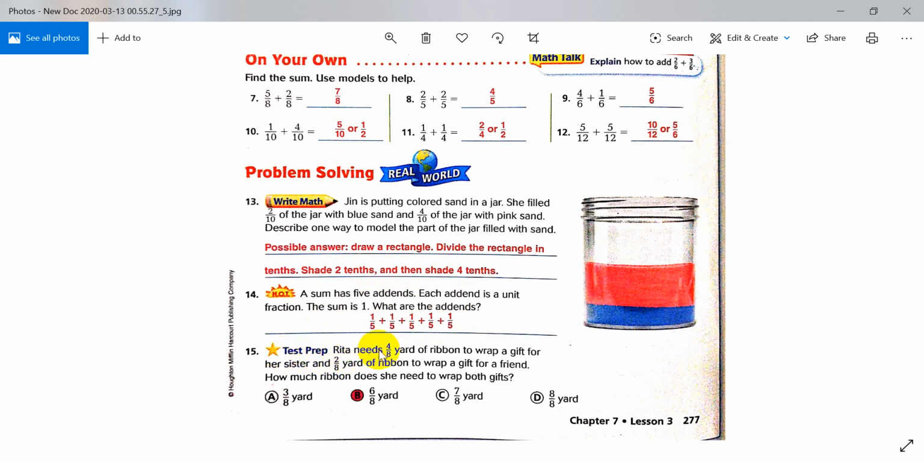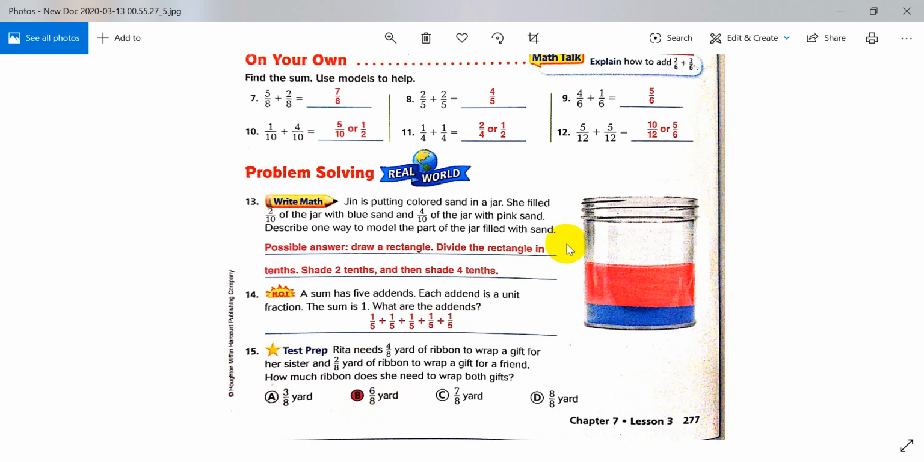Test prep. Rita needs 4/8 yard of ribbon to wrap a gift for her sister and 2/8 yard of ribbon to wrap a gift for a friend. How much ribbon does she need to wrap both gifts? Here she has 4/8 for her sister and 2/8 for her friend. Then we can add 4/8 plus 2/8, which equals 6/8 yard. This answer will be B.